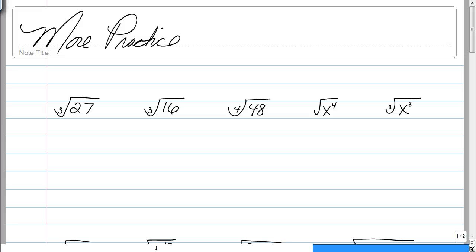Here goes another video on more practice with simplifying radicals. Now, of course, you know I'm about to tell you to just pause the video and try this row to see if you can handle these on your own. So, do it. Pause the video, see if you can handle them on your own.